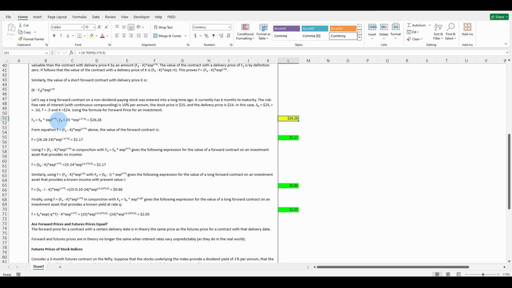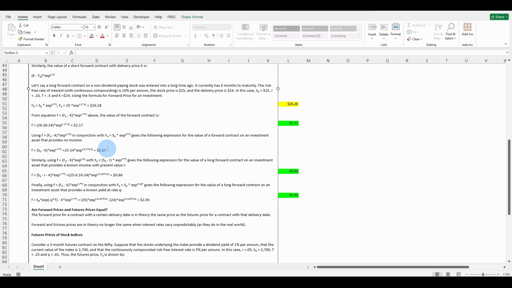For the equation f equals F of O minus K times EXP of minus R T from above, the value of the forward contract is 26.28 minus 24 times EXP, which is 2.17. From 24 to 26.28, there's a bit of a premium there, and the premium could be the cost to carry, using F, or dividends. We're looking at stocks, so I have to try to keep my commodities in line here.